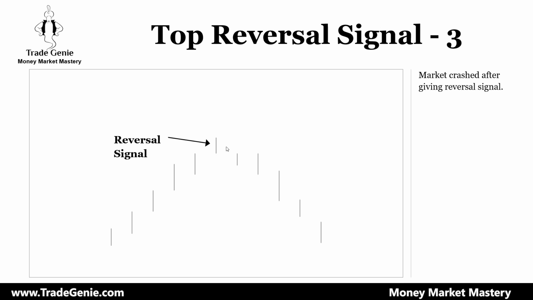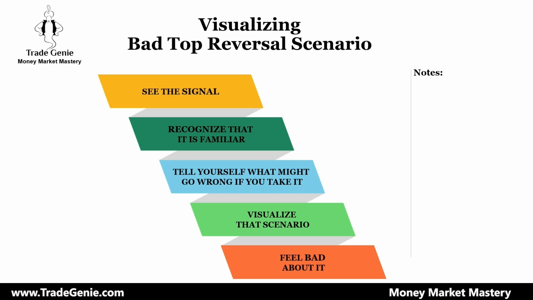I mean, the market can do this: this is a reversal bar, but then the market goes in a sideways motion, up and down, and then finally it crashes. So that can happen. So this is another top reversal signal, the third one. So now visualize it.